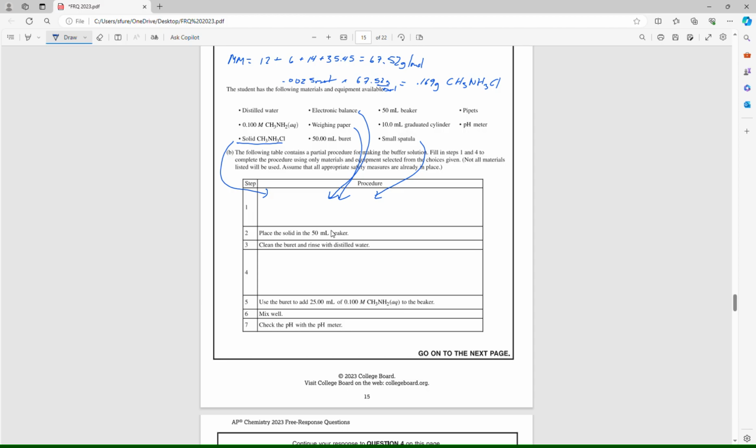So if we're adding this to the beaker, the burette must have been filled with this. You also must prime with it. So we're going to say prime with this, and then fill with it as well. So prime and fill with that CH3NH2.